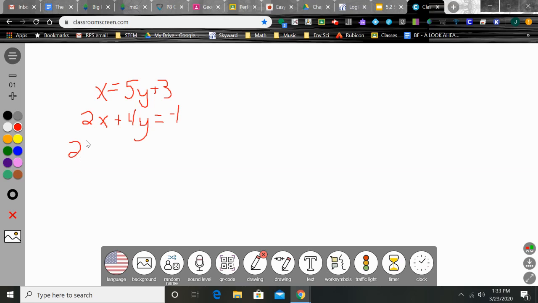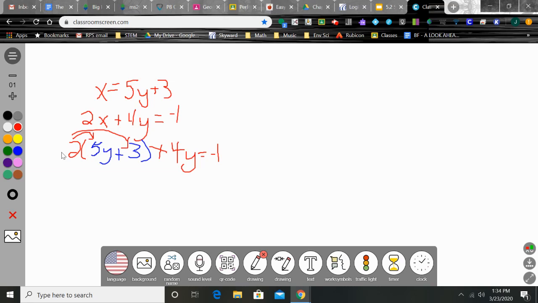So this is going to be 2 times, I'm just going to change the color so you can see the difference of the substitution. So 5y plus 3. Then we continue on with what I have. Plus 4y. And that's going to equal -1. And now we're going to do basically what we just did before. We're going to solve the equation for y. So I can't just find what y is at the moment. I need to distribute through my 2.